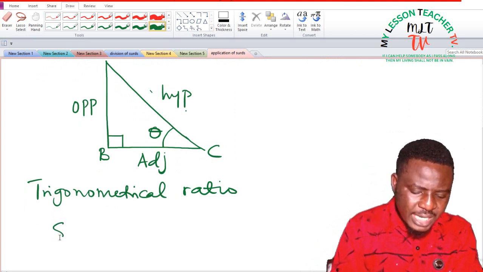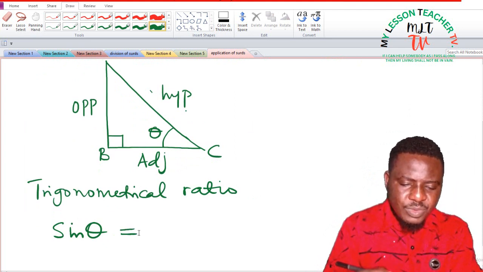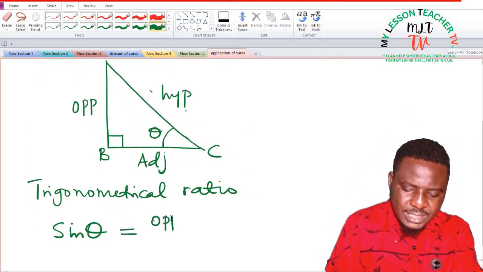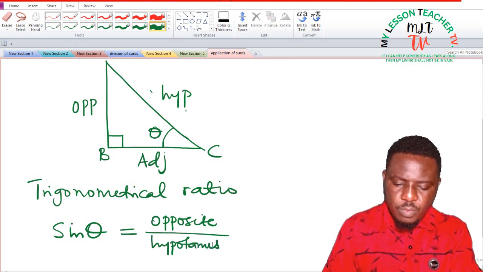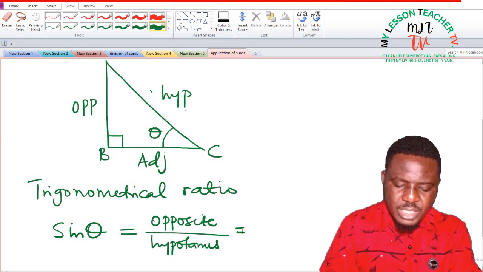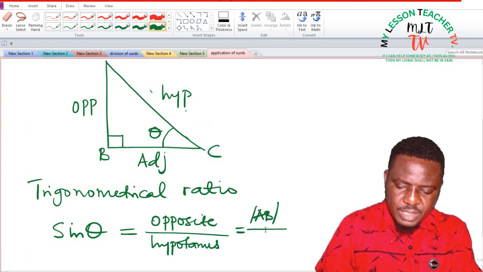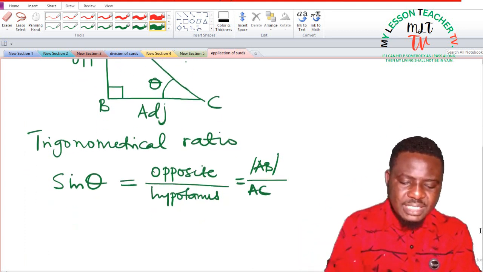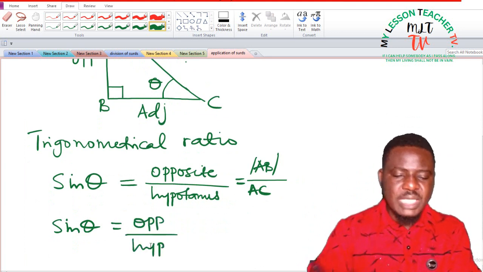So we refer to sine theta, that is the sine of angle theta, as the ratio of the opposite side to the hypotenuse side of the angle, and this is equal to side AB over side AC, and we refer to this as sine theta. So sine theta in essence is the ratio of the opposite side to the hypotenuse side.